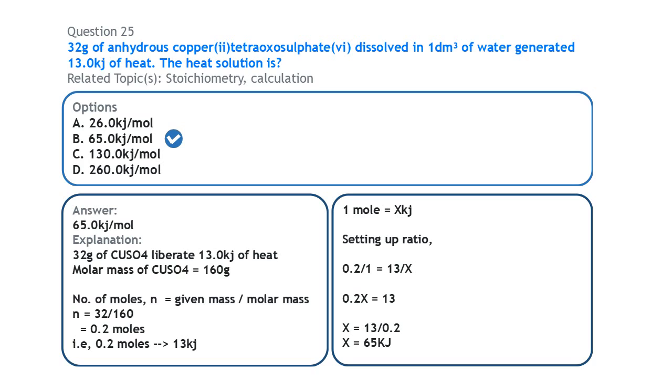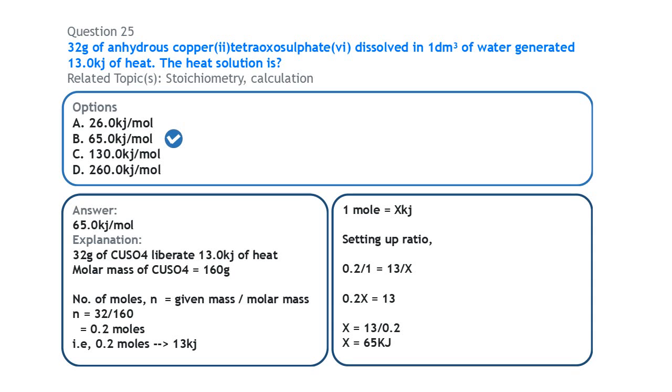The next thing we are going to do is find the number of moles of copper sulfate in these 32 grams. The number of moles is equal to the given mass over the molar mass. The given mass here is 32 gram of this copper sulfate. Divide that by the molar mass, which is 160. So you have 32 divided by 160, and that is 0.2 moles.